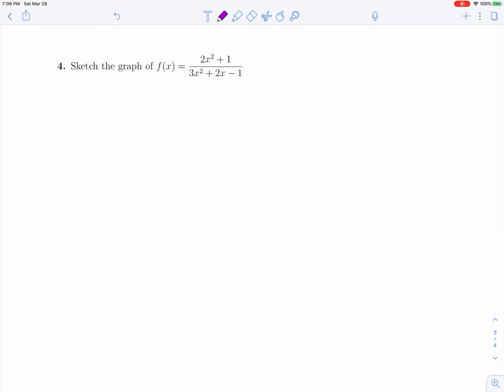For number 4, we want to sketch the graph of f of x. So the things that we want to find are the zeros, vertical asymptotes and horizontal asymptotes. When we find the zeros, that's where f of x equals 0. And so that's where 2x squared plus 1 would equal 0. 2x squared would have to be negative 1. That gives us no solution, so there are no zeros, which means that the graph doesn't cross the x-axis.